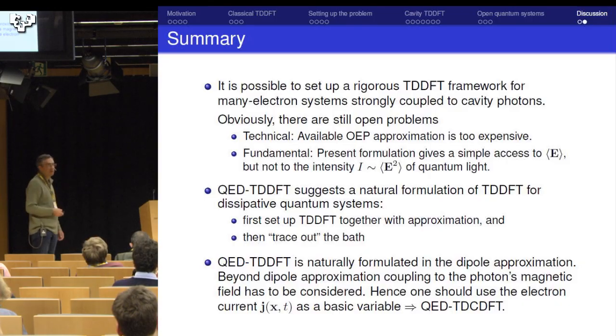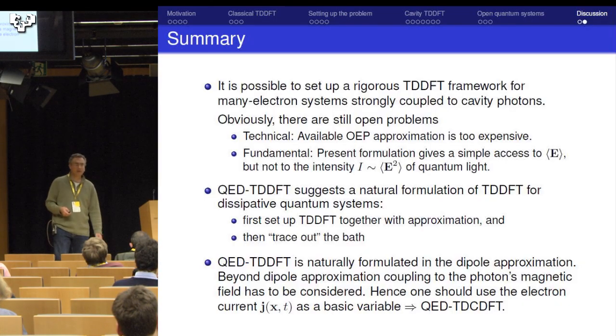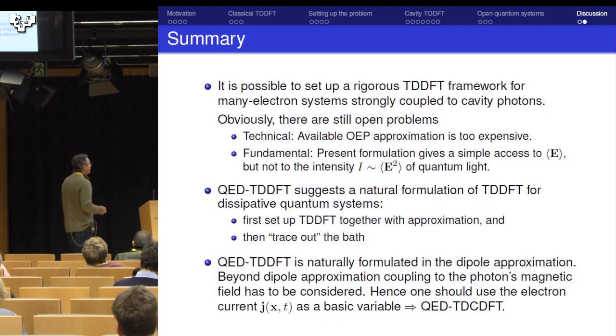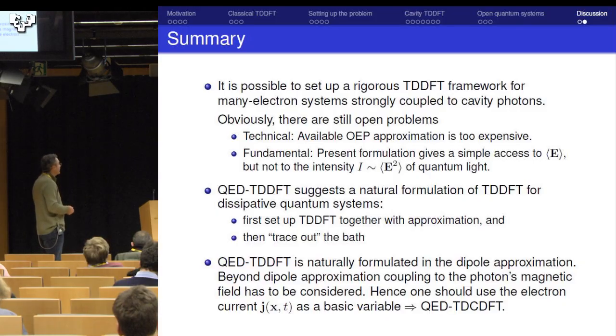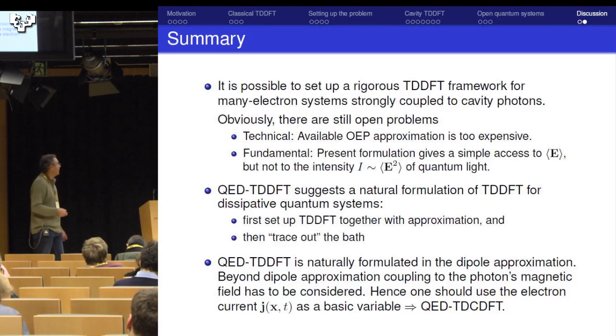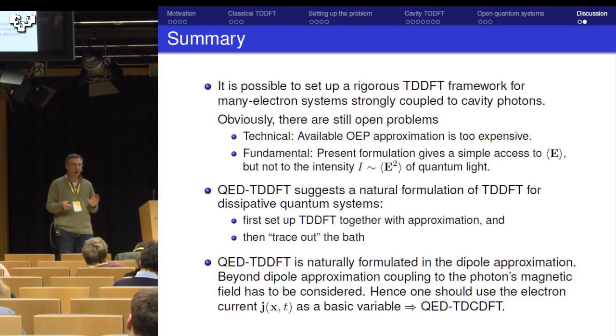One is technical, in the sense that the only currently available OEP approximation is too expensive numerically, but there is also a fundamental problem to the whole formulation. This fundamental problem is that in the present formulation, the theory gives simple access to the expectation value of the electric field, but not to the intensity, the E squared. And this is a problem.